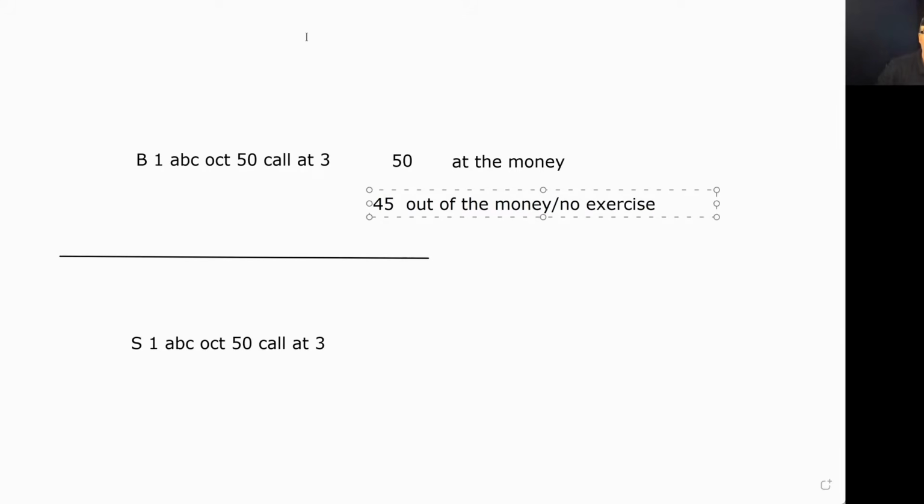Because think about it. You have the right to buy stock at 50. The stock's trading at 45. Why would you pay 50 when you could pay 45? So you're not going to do this. Boom. So let's think about this just so we can conceptually get it.